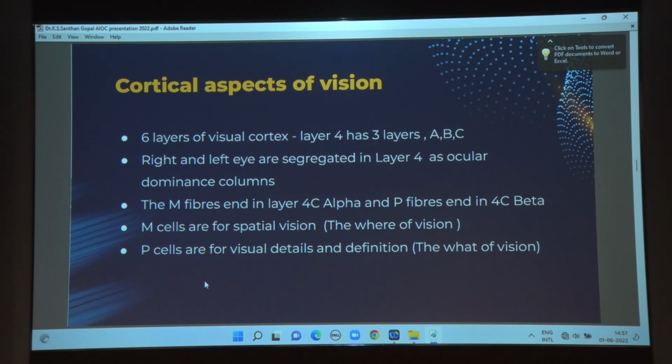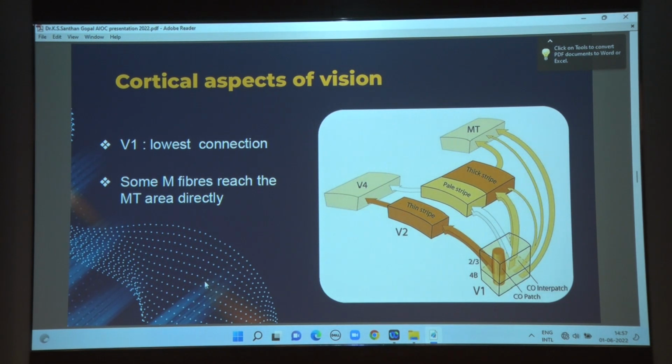6 layers of the visual cortex, I have told you, A, B, C in layer 4. The M fibers end in layer 4C alpha, and the P fibers end in layer 4C beta. There is a reason why God has diverged the functions of the various things, because the what of vision involves the size, the shape, the structure, the color, and the surface of the object, whereas the where of the object is position and movement of the object. However, these two are interconnected throughout the central nervous system, and that's what I have utilized in treating amblyopia.